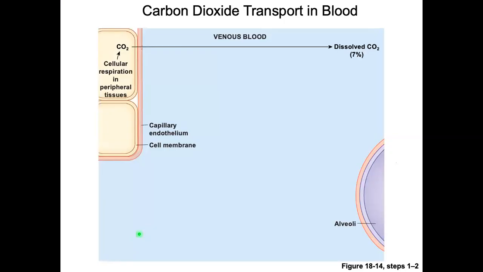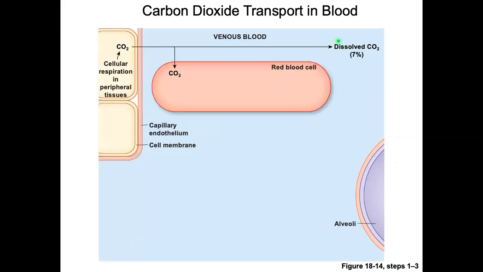So CO2 is generated at the tissues, right? Through cellular respiration. So CO2 is produced in the tissues. Some of it is transported in the plasma. A lot of it goes into the red blood cell, right? Where it binds with hemoglobin to make carbaminohemoglobin. That's 23%. But then most of it binds with water in the presence of carbonic anhydrase to make carbonic acid. As soon as that's made, it splits into bicarbonate ion and protons.